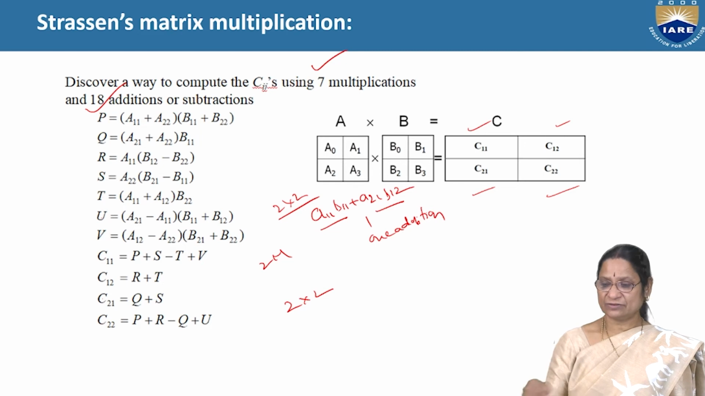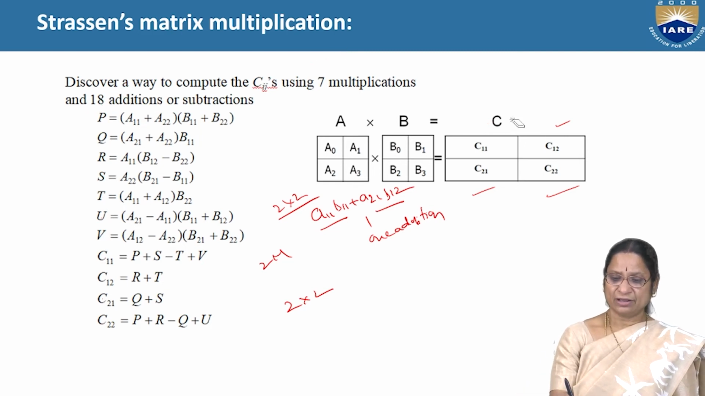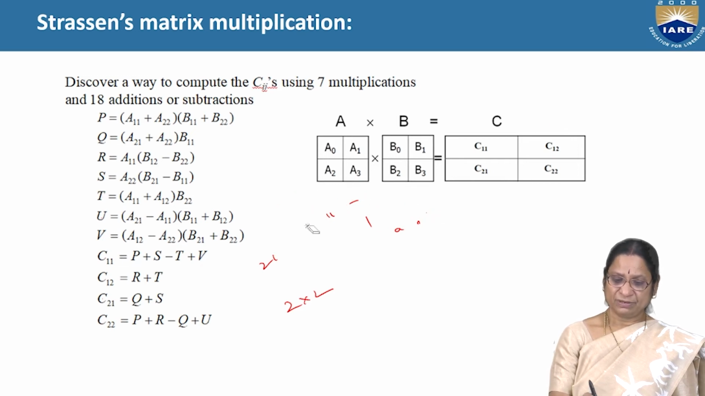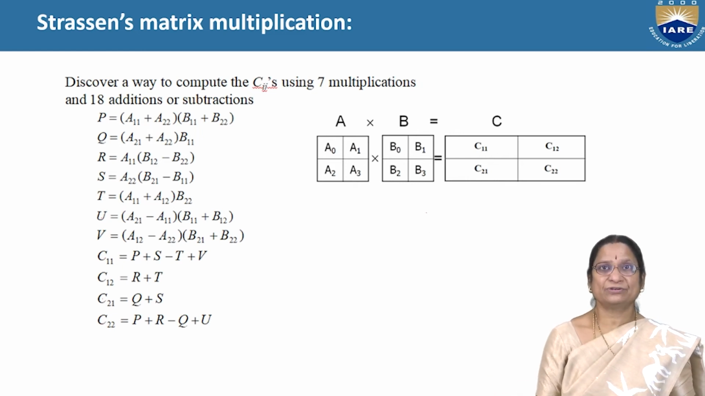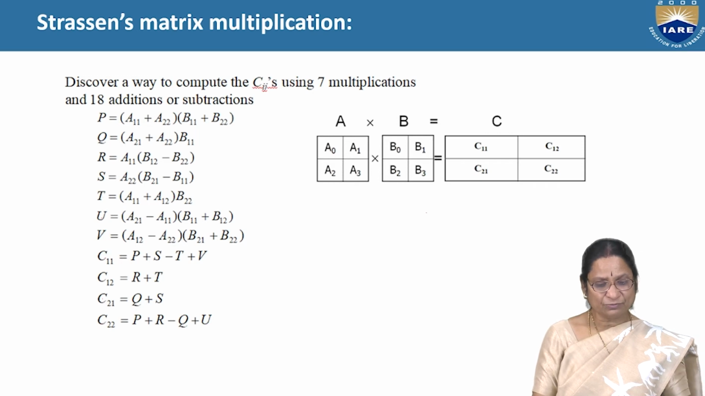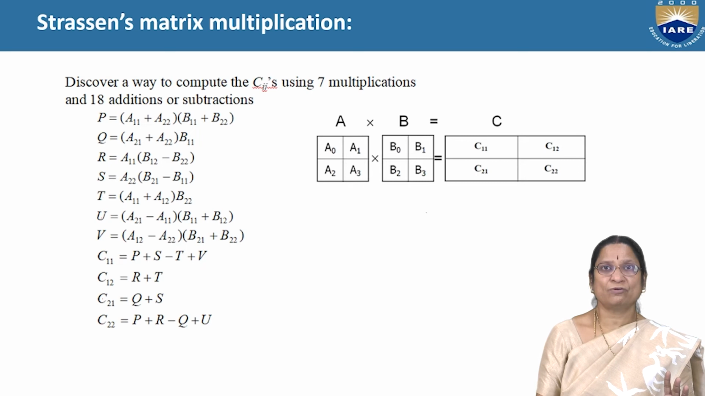But multiplications, if you observe, the number of multiplications previously was 8, now it is reduced to 7. That means one multiplication is reduced. It means that one recursive call was reduced. So these equations have to be directly used to compute the product of two matrices of order 2 by 2.